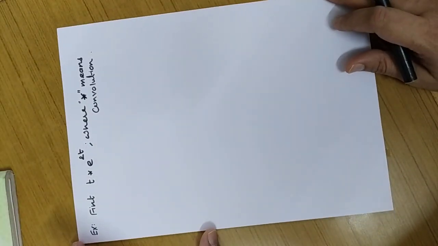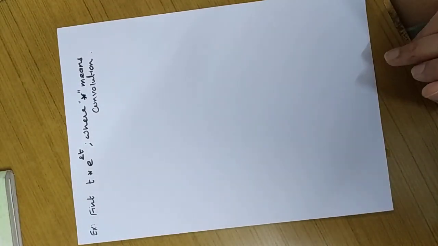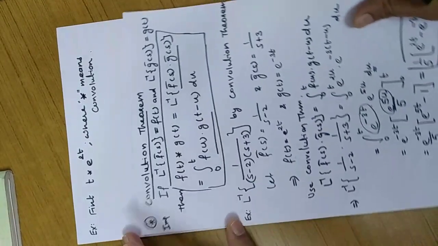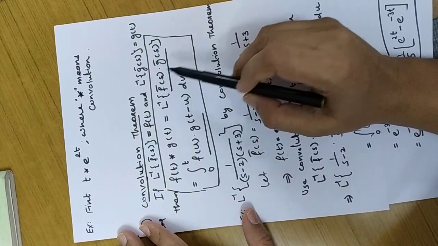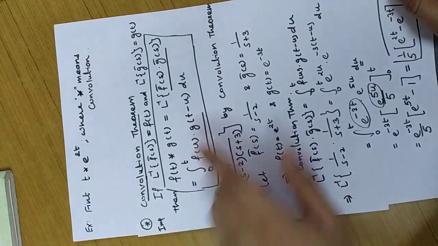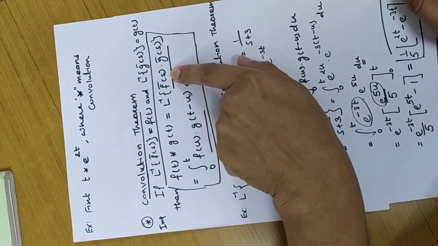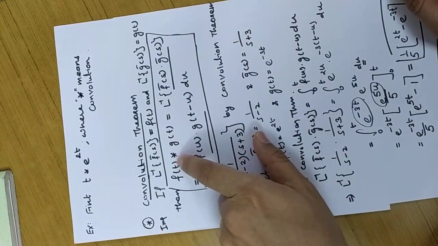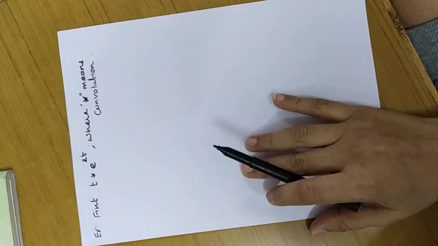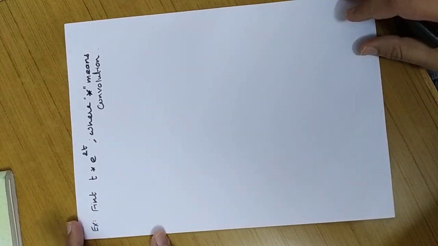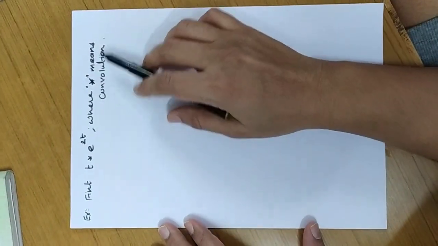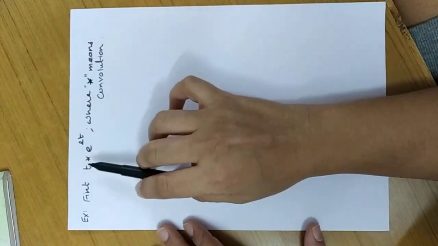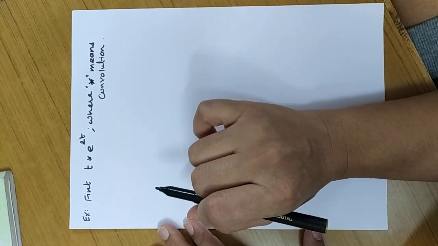Okay. Now, as we discussed in the convolution theorem, we have two types of statement, in terms of t and in terms of s. This case we have discussed. Now we will discuss the case ft into gt. Sometimes you will get this type of example, t star e raised to 2t, where star means convolution. So find out t star e raised to 2t.